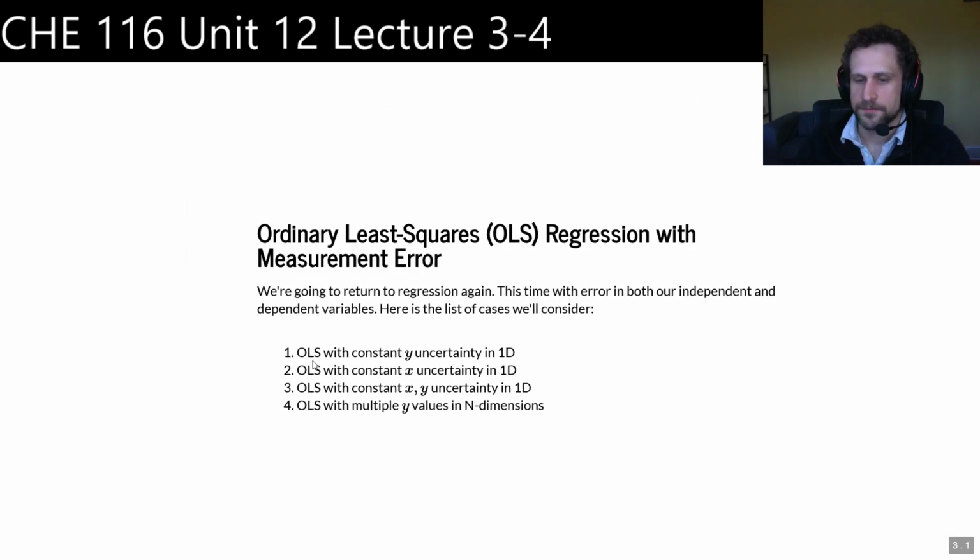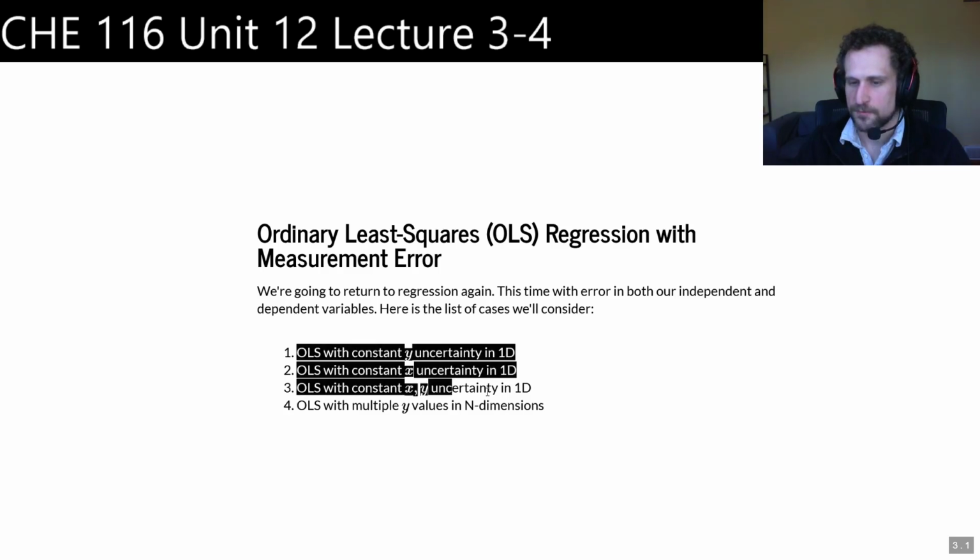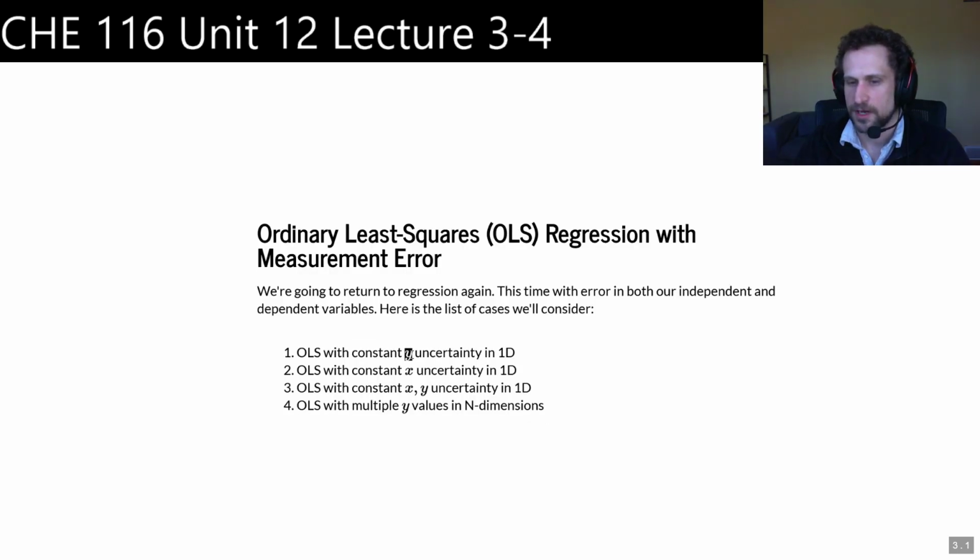Now in this lecture, basically we cover 4 different cases. You have uncertainty in y, uncertainty in x, uncertainty in x and y, and you have multiple y values. So like I said, we don't have time to go through this lecture, but essentially if you're doing a regression and you have uncertainty in x or y, or x and y, you can just go and look at the modification.